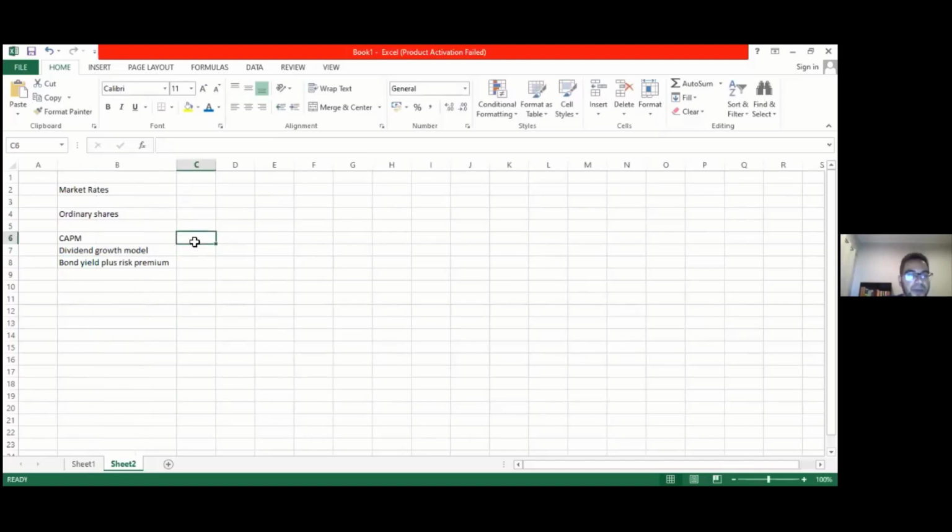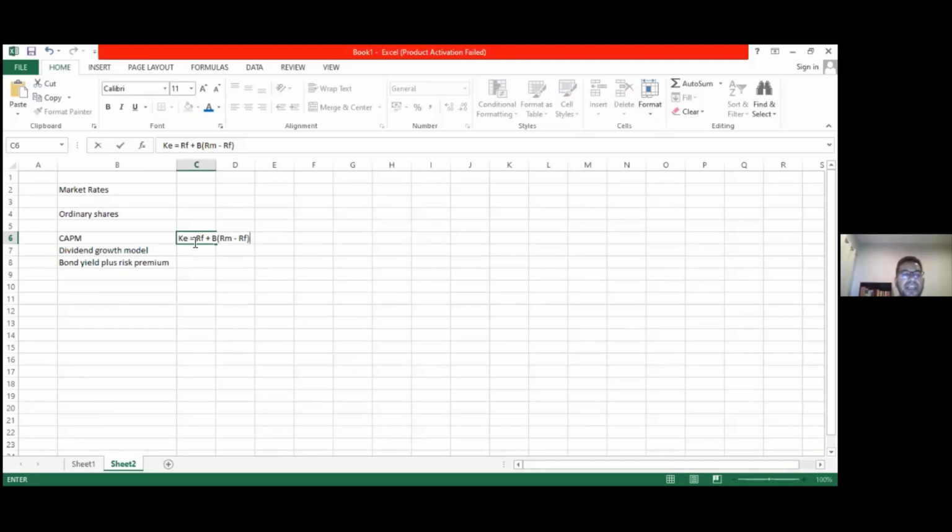The CAPM model, we say cost of equity equals risk-free rate plus beta, I'm just using B for beta, multiplied by market rate minus risk-free rate. Very important to note, market rate minus the risk-free rate is equal to your risk premium. So RM minus RF is your risk premium.